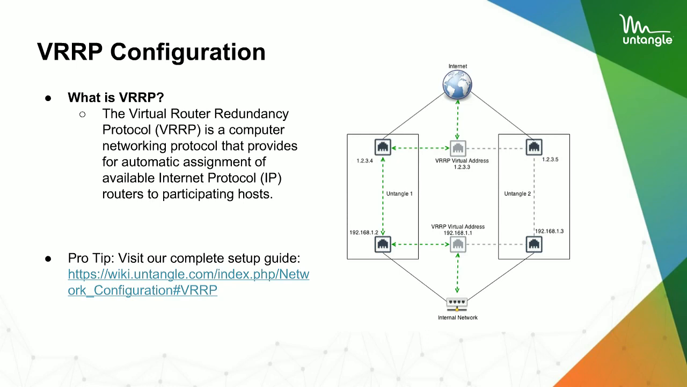Some background on what VRRP is. VRRP, or Virtual Router Redundancy Protocol, is a networking protocol that provides automatic assignment of available Internet Protocol routers to participating hosts. Simplified, it is a way for multiple machines to share the same resources quickly and easily to eliminate potential downtime in the event of a failure.